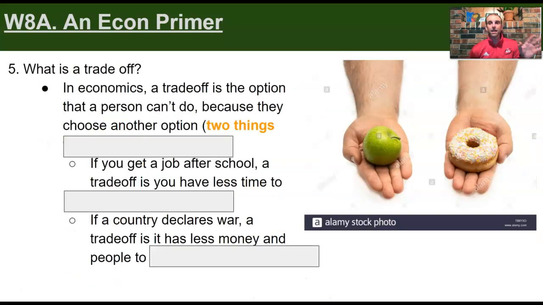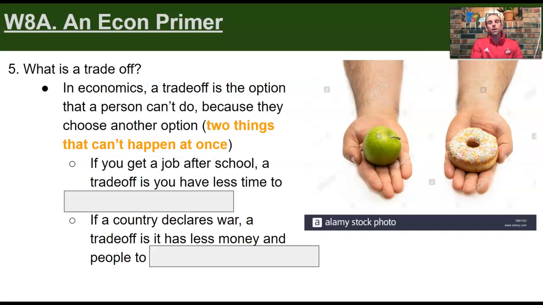And the last economic idea that I want to make sure we have locked away is the idea of a trade-off. You can look at the picture, you can hear the word trade-off, and you pretty much have the basic idea, but it's a crucial idea in economics. A trade-off is the option that a person can't do because they chose another option. I understand that most of you could eat a donut and an apple, but for simplicity's sake, if you choose to eat the donut, you can't eat the apple, at least at the same time. Don't talk about blenders.